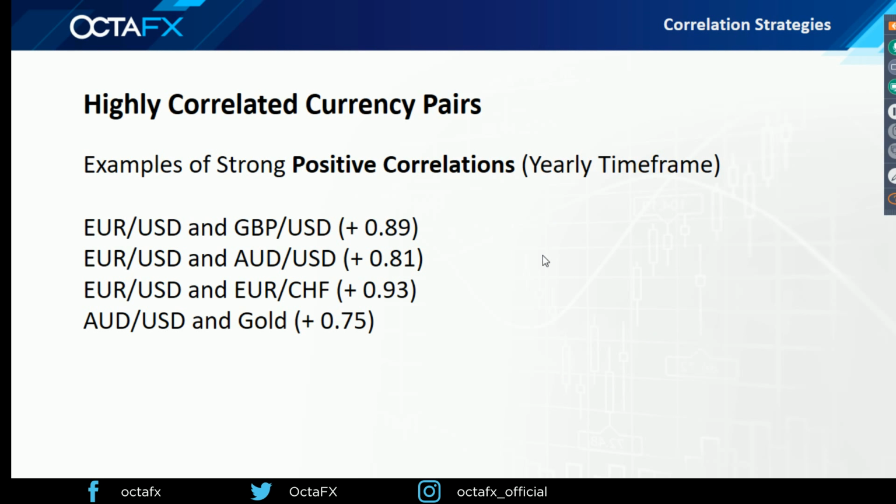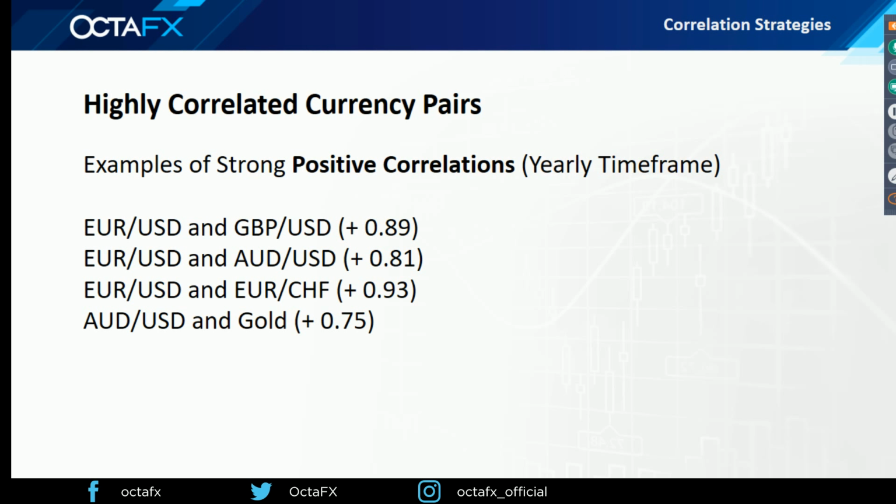Let's talk about some highly correlated currency pairs right now. Here's some examples of strong positive correlations looking at the yearly time frame, which again is the most powerful time frame, longer term time frames. So we can see that the euro dollar and cable, the pound against the dollar, had a 0.89 correlation coefficient, which is a very strong one over the prior year. Euro against the dollar and the Australian dollar against the US dollar had a 0.81 correlation. It's pretty strong.